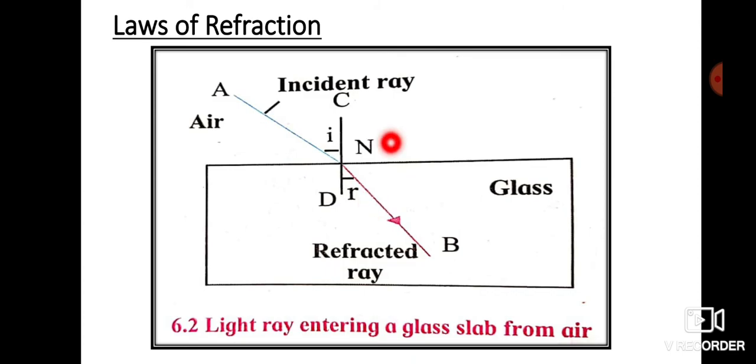Air is considered to be a rarer medium and glass is considered to be a denser medium. So this refracted ray will always bend towards the normal. So r will always be less than i. But for any ratio of sin i upon sin r, whichever value of i you take and get the value of r, the ratio will always be constant.